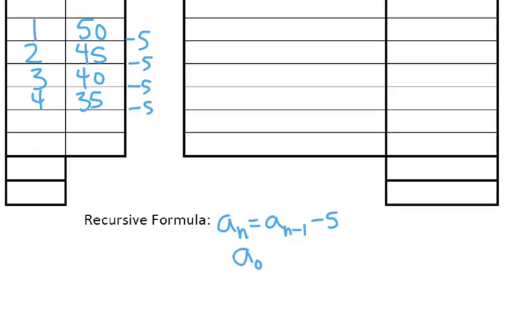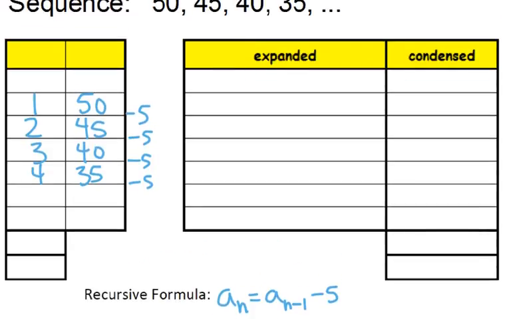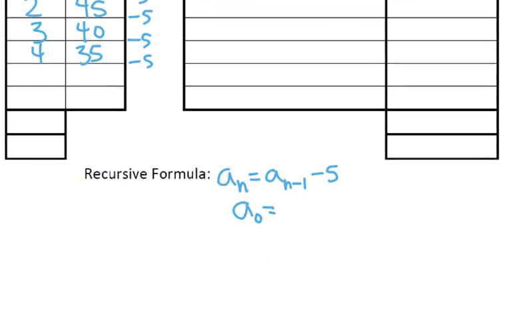But where are we going to start? What's our a sub 0? We could do a sub 1 equals 50, but we want to get in the habit of going back here. So what would be the term previous to 50? It would be 55. So I'd go a sub 0 equals 55. And that's just how easy the recursive formula is.